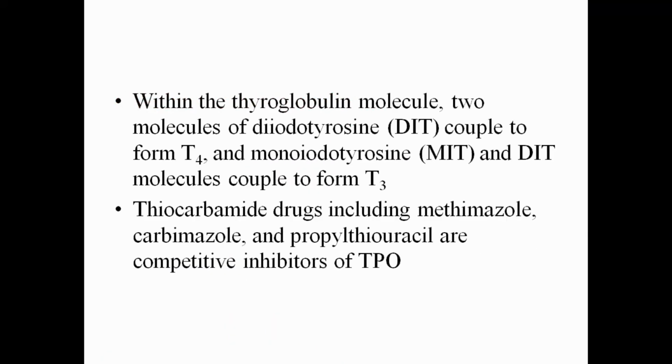Within the thyroglobulin molecule, two molecules of diiodotyrosine when coupled to each other form tetraiodothyronine or thyroxine, which is called T4. And when monoiodotyrosine, MIT, is coupled with another molecule of diiodotyrosine, it forms T3, that is triiodothyronine. And these thiocarbamide drugs, including methimazole, carbimazole, and propylthiouracil, are the competitive inhibitors of the thyroperoxidase enzyme.